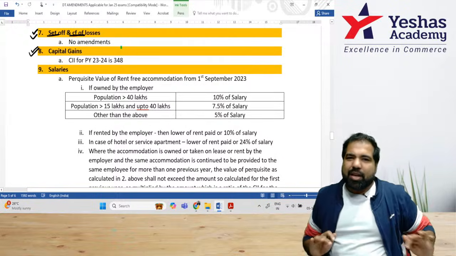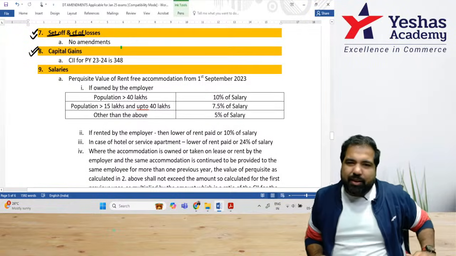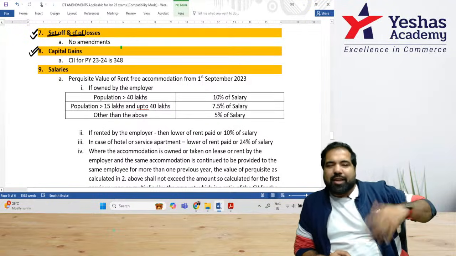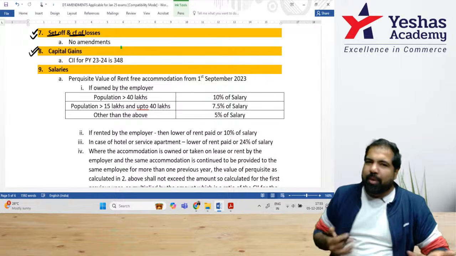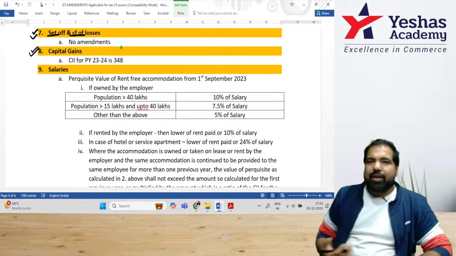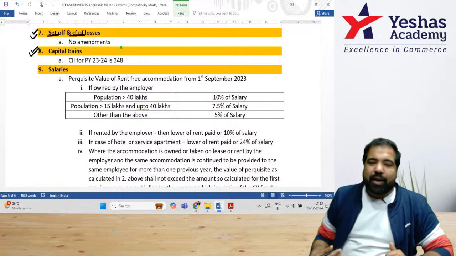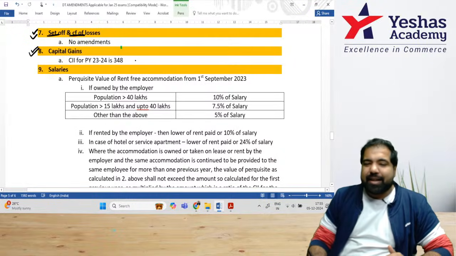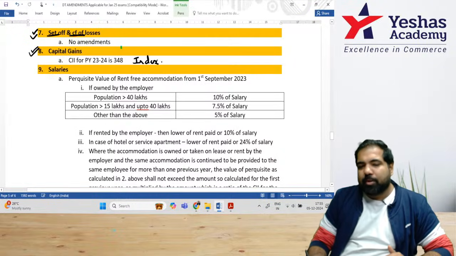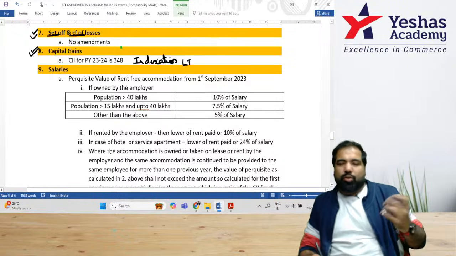Capital gain also, guys, no change. You have an asset, you are selling. Whatever you sell it for, that's your sale consideration. You can minus any expenses of brokerage, cost of acquisition, cost of improvement, you can do all of that. And remember here also, guys, indexation is very much a part of your portion. So if it's a long-term asset other than listed shares, you can index.